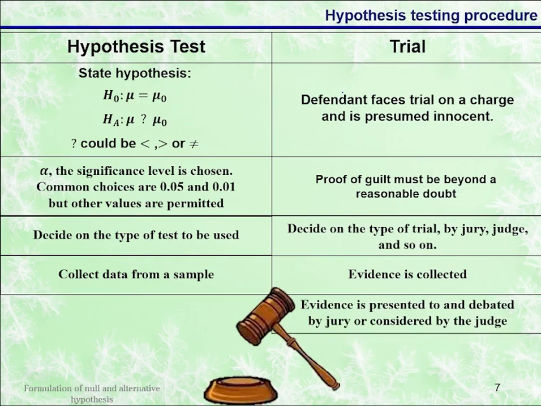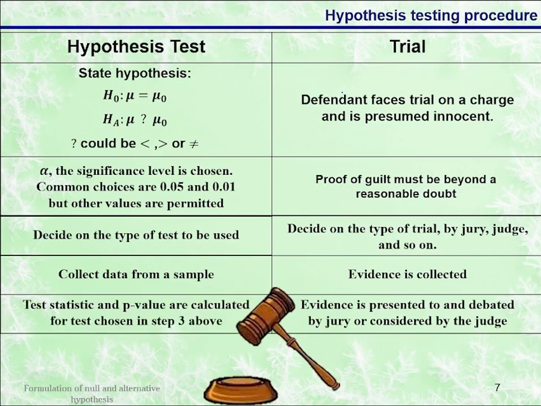Then evidence is presented and debated or considered, whatever you want to call it. And in a hypothesis test, that happens by calculating what we call a test statistic and a p-value. P-values will only be dealt with in section 9.4. So that is towards the end of this chapter. And we need to do that in accordance to the type of test that we chose in that step 3 above.